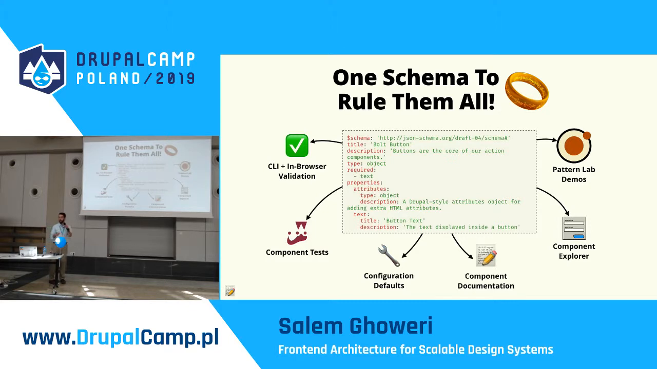You could really think of schemas as the one thing to rule all component validation and maintainability. It checks for validation in your command line and in the browser. It lets you write easily maintained tests. It defines the configuration and the configuration defaults automatically, so people using your templates have to put in fewer options than are actually needed. It lets you generate documentation that's up to date automatically, and you can generate demos for your system more easily, and also do really cool things like the Component Explorer.